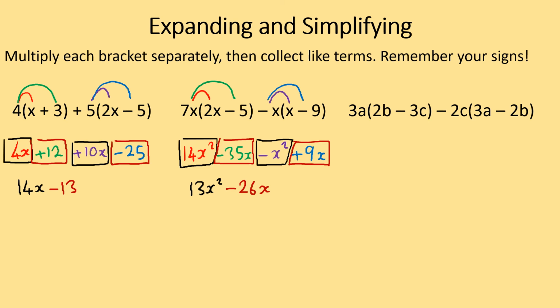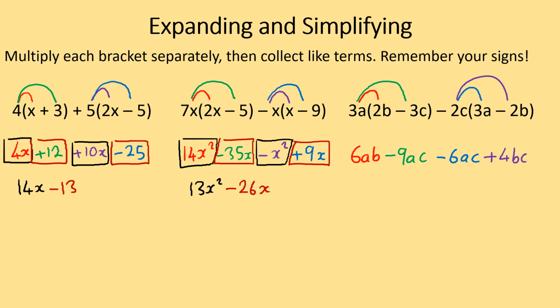Okay, last question. 3a times 2b, that is 6ab. If you've got multiple letters, you just write them all down. 3a times minus 3, so 3 times minus 3 is minus 9, a times c is ac. And then remember that this is minus 2c that we're multiplying by. So minus 2c times 3a is minus 6ac. And minus 2c times minus 2b, again, this will catch people out, it's positive because it's minus times minus, 4bc.